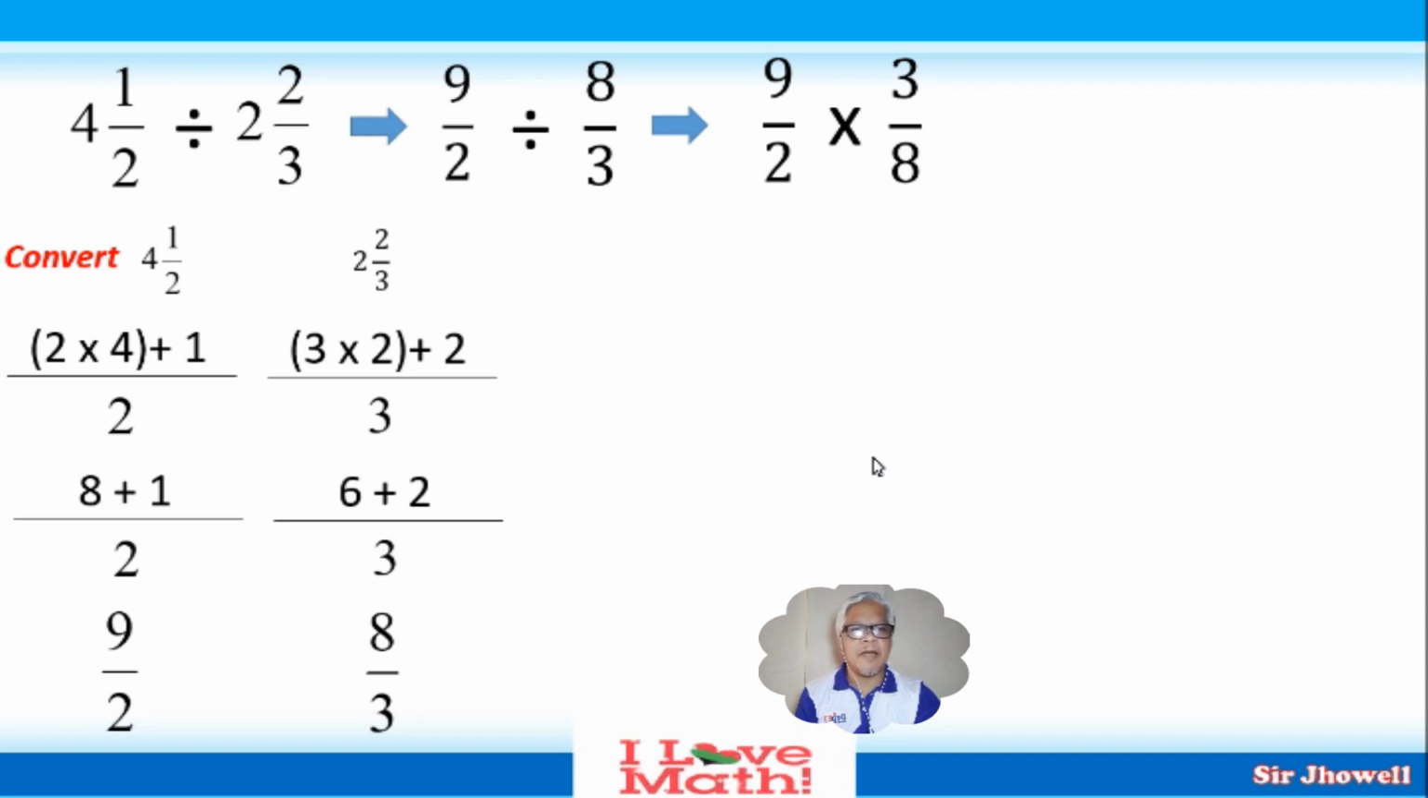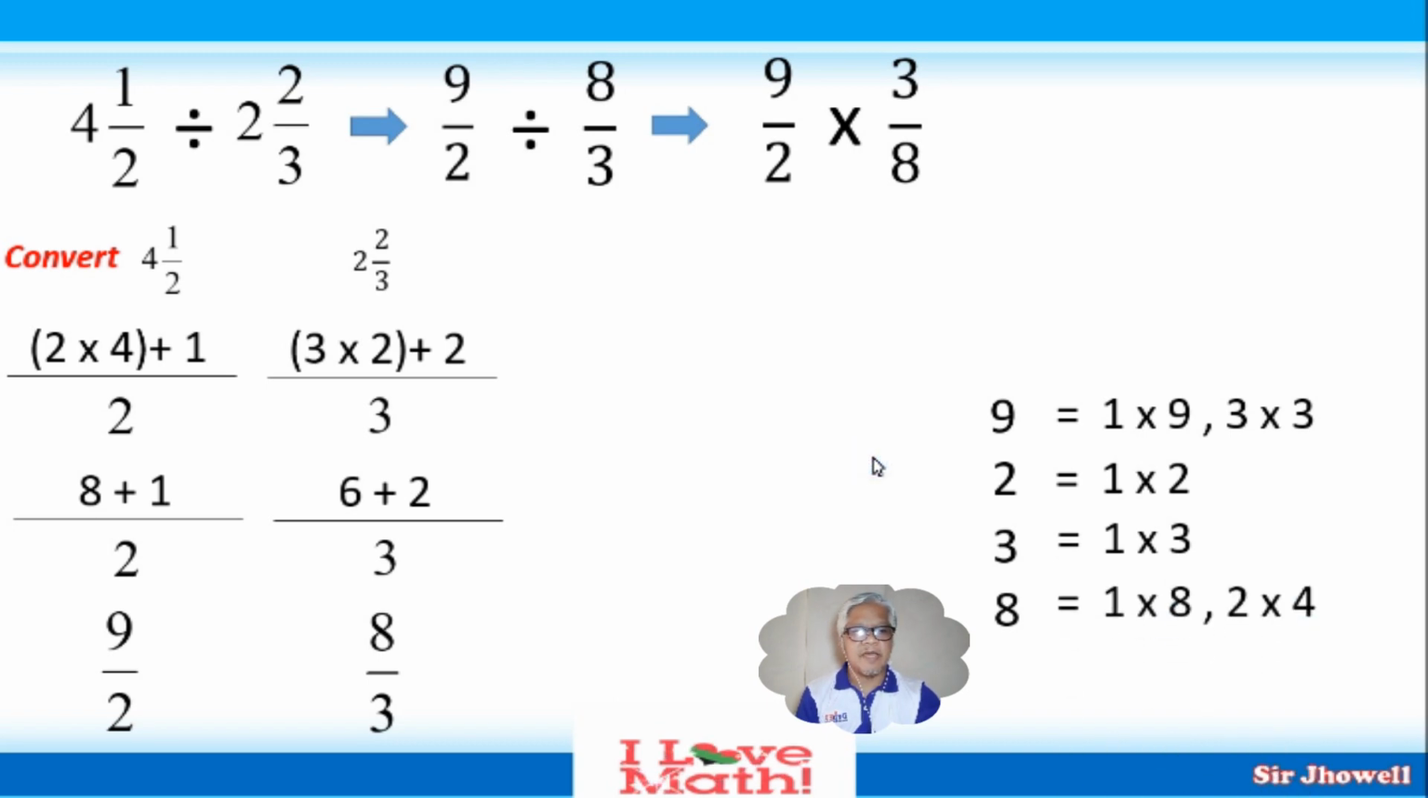If you look at the given numbers, we have 9, 2, 3, and 8. Factors of 9: 1, 9, and 3. Factors of 2: 1 and 2. Factors of 3: 1 and 3. Factors of 8: 1, 8, 2, and 4. Again, i-consider natin yung 9 as A, 2 as B, 3 as C, 8 as D in this problem. Okay? Patterns: A over B, A over D, C over B, C over D.